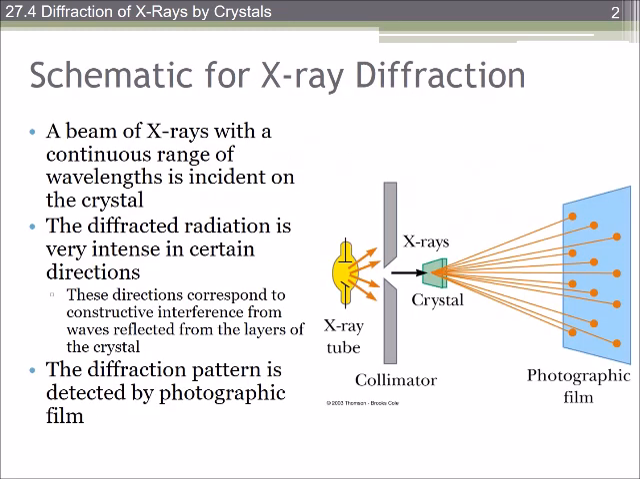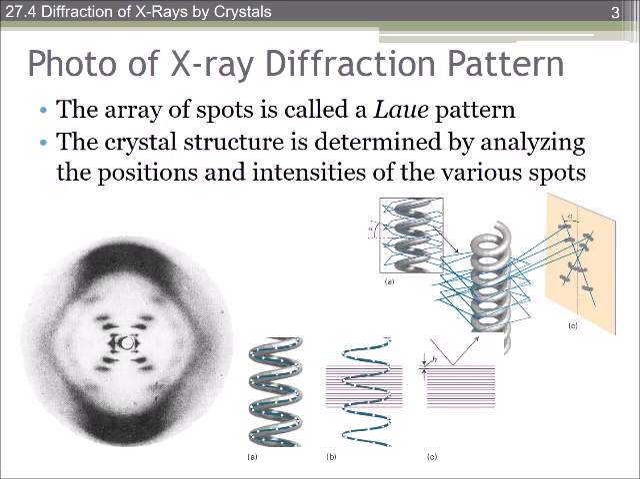So what does it look like? Here we have our X-ray tube, and we shine light through the crystal and it gets refracted, so we get points of light on this photographic film. And here is probably one of the most famous X-ray crystallography images.